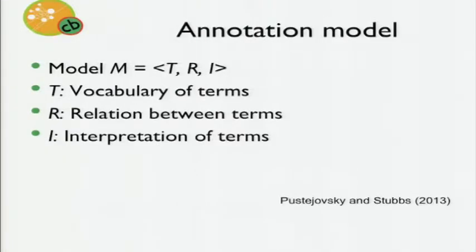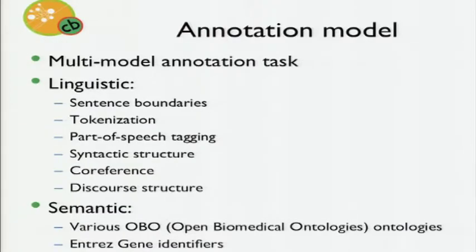So I want to talk a little bit about the annotation model. Annotation projects, implicitly or explicitly, are based on a model of annotation. And we can describe this model as a triple of a vocabulary of terms, the relationships between the terms, and the interpretation of the terms themselves. This idea is due to Pustejovsky and Stubbs. And so I'll talk about what we did in terms of the annotation models.